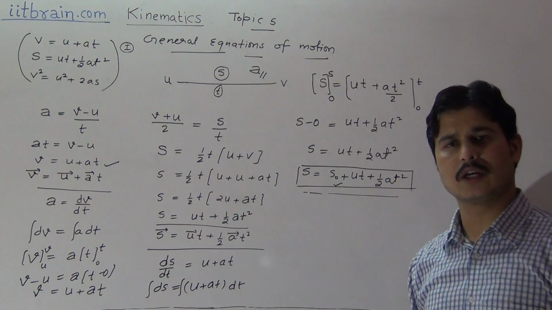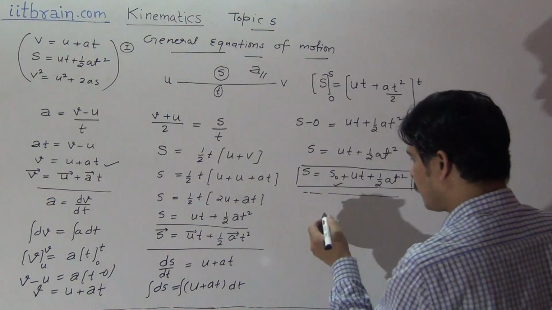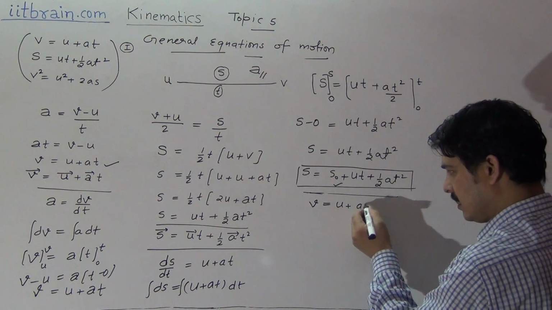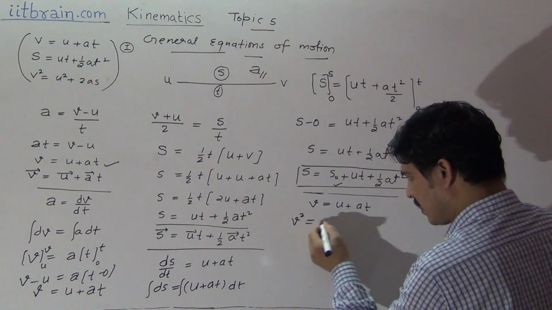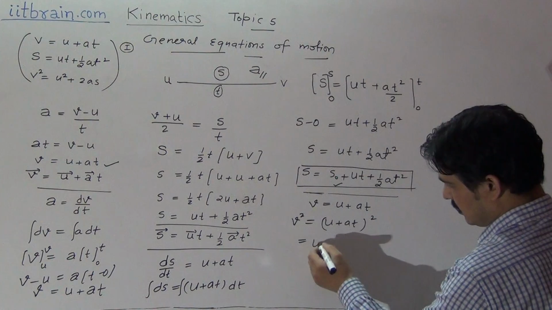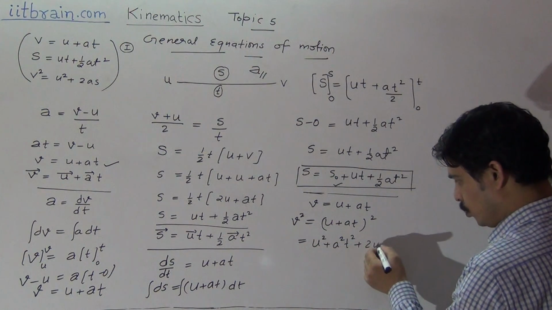Now the last equation, the third equation of motion. First we solve it by the general method. The first equation given by Galileo is v equal to u plus at. On squaring both sides, you will get v square is the square of (u plus at). And the square of (u plus at) is u square plus a square t square plus 2uat.